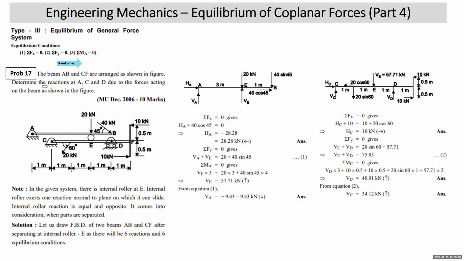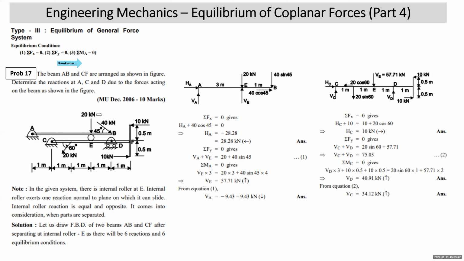Now I'm reading this problem number 17. The beams AB and CF are arranged as shown in the figure. Determine the reactions at A, C, and D due to the forces acting on the beam as shown in the figure. In this problem, there are two beams, one is AB and another is CF. They are connected by an internal roller at A. This is the internal roller. You can understand the internal roller is not connected to any permanent object. In fact, it is a supporting system between the two parts, whereas the external roller is at E.